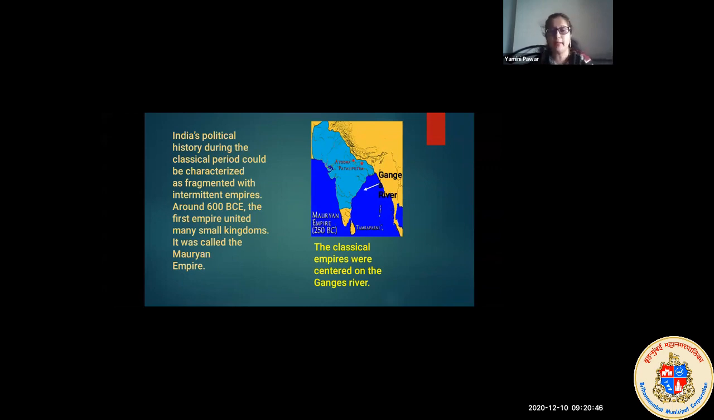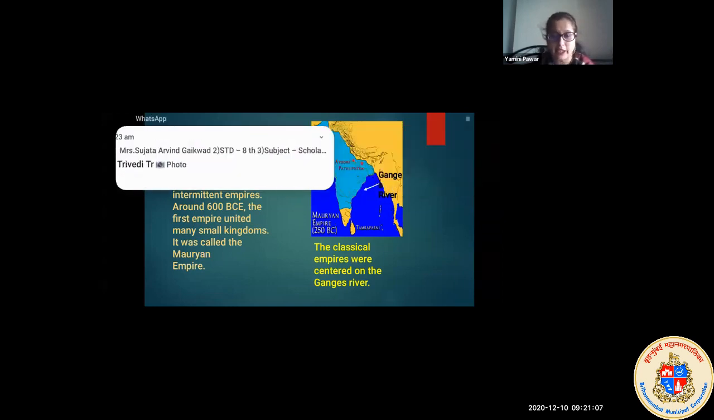So around 600 BCE, the first empire united many small kingdoms. Many small territories started coming under one rule. It was called the Mauryan Empire. This was a very big, wide change in history, where many territories came under one rule.